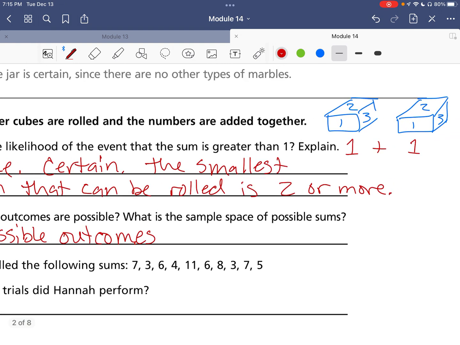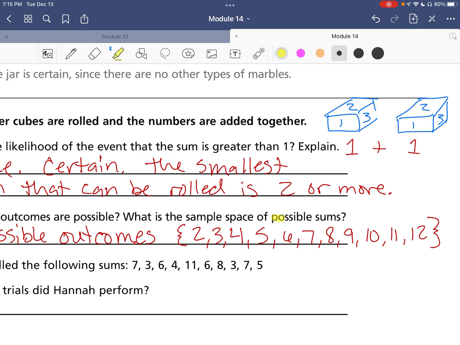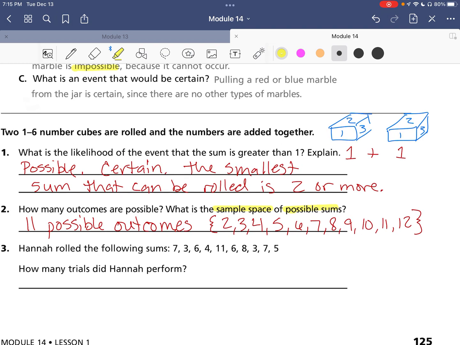And then our sample space for those would be 2, 3, 4, so adding from the sums and getting the sums. 2, 3, 4, 5, 6, 7, 8, 9, 10, 11, and 12 are possible sums. So again, that's our sample space. That's our vocab word. And then Hannah rolled the following sums.